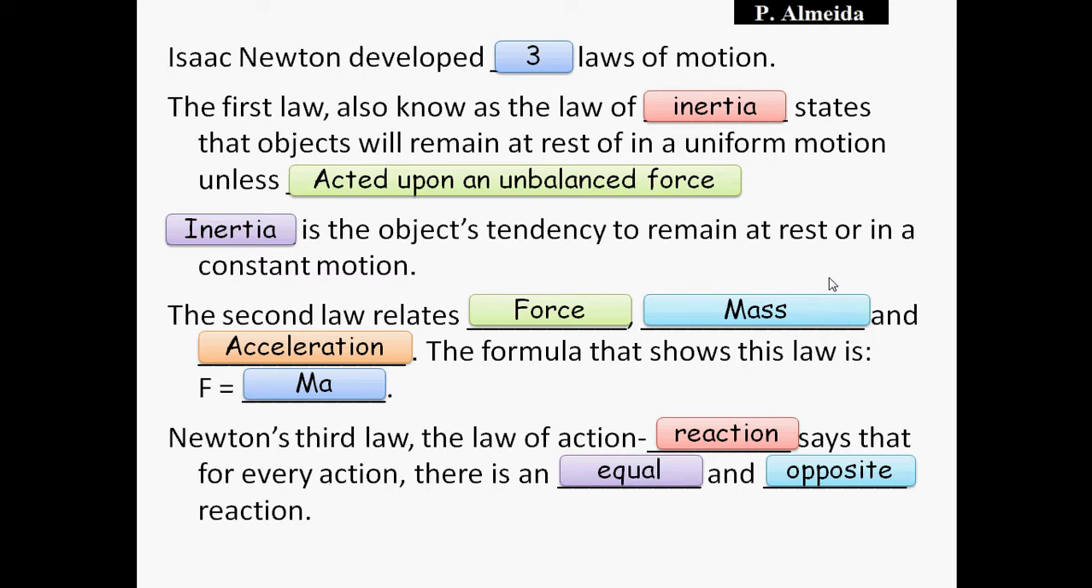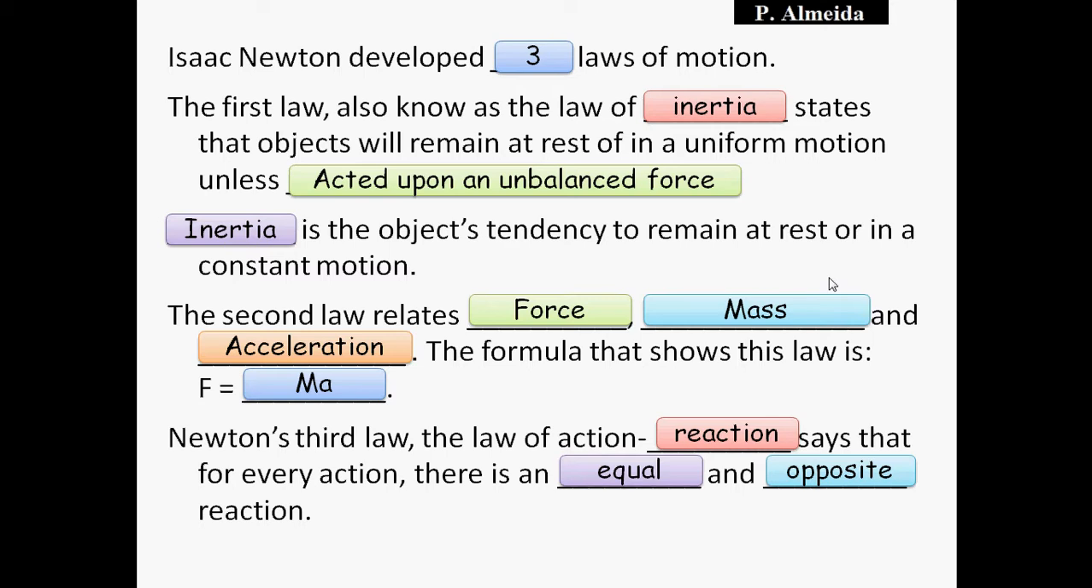Harry was still on the bus, but because he couldn't stop, because he was not being acted upon by an unbalanced force, only the bus was, he continued in his uniform motion, which was moving forward, okay? And then he finally stopped when he was acted upon by an unbalanced force, which was the window.